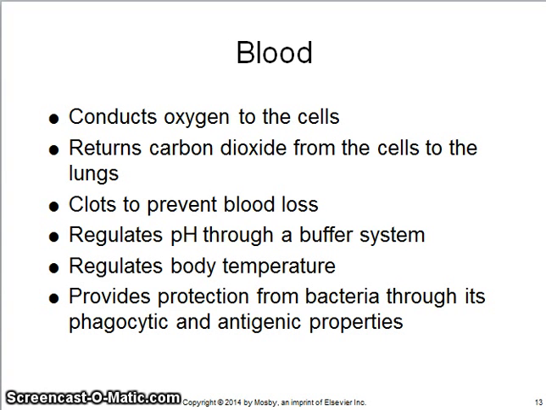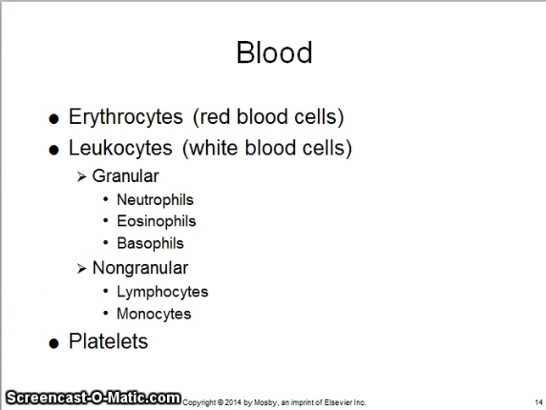Blood is also considered connective tissue. It conducts oxygen to the cells, returns carbon dioxide from the cells to the lungs, clots to prevent blood loss, regulates pH through a buffering system, regulates body temperature, and provides protection from bacteria through its phagocytic and antigenic properties. Blood consists of erythrocytes or red blood cells, leukocytes or white blood cells, and platelets.